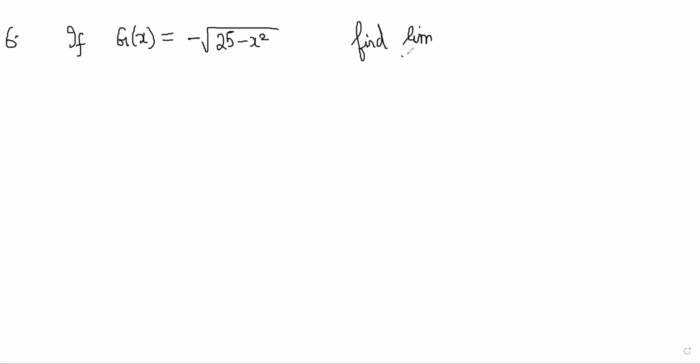Then let's look at this one. If g of x is equal to minus root over 25 minus x square, find limit x tends to 1, g of x minus g of 1 by x minus 1.